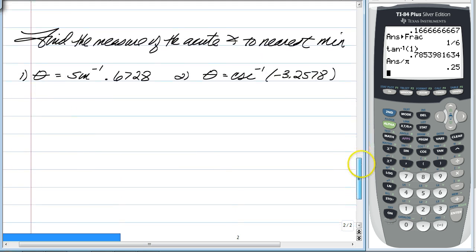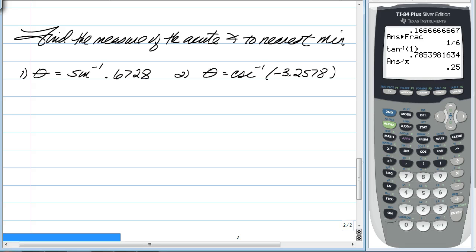So the last section is find the measure of the acute angle to the nearest minute. So of course you know about reference angles and stuff. So you want to make sure that we're finding the acute angle here. But this is basically the exact same thing as what we did in the problems above. You just need to make sure you change back to degrees with your calculator. And for this one, you would just do exactly what it says. Second sine of 0.6728. Change it to degrees, minutes, and seconds.